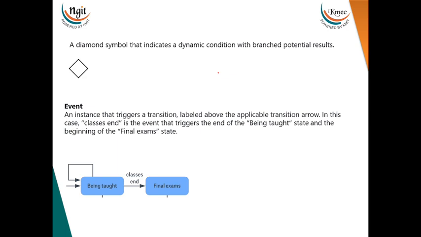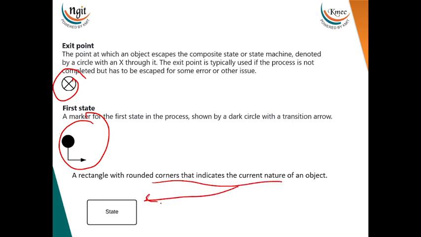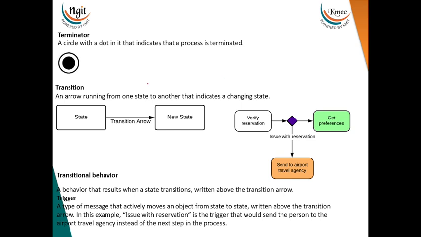Correct? And it has a diamond, and then there is an event which describes how you go from one state to another. Then there is an exit point which is represented by this one. This is a starting point, and a rectangle indicates the current state. These are a few points of the diagram which you have to remember. And this is the terminal. From one state to other states there is an arrow, and this is the condition which is given to us.